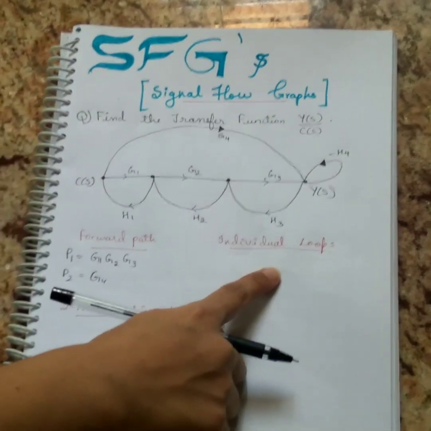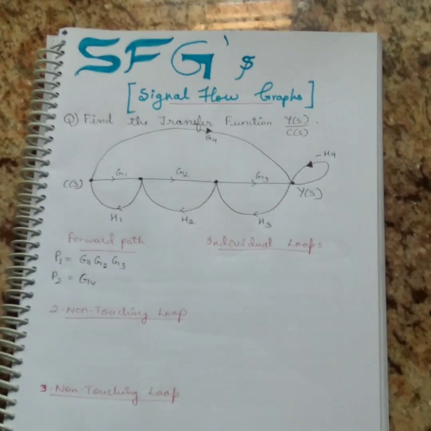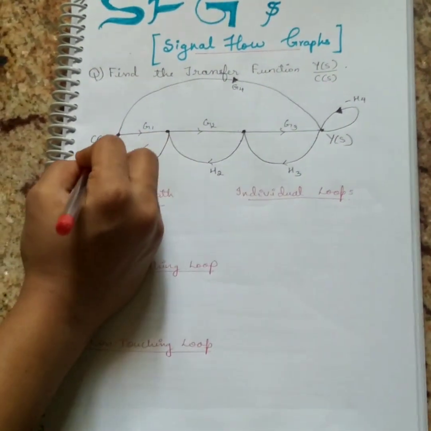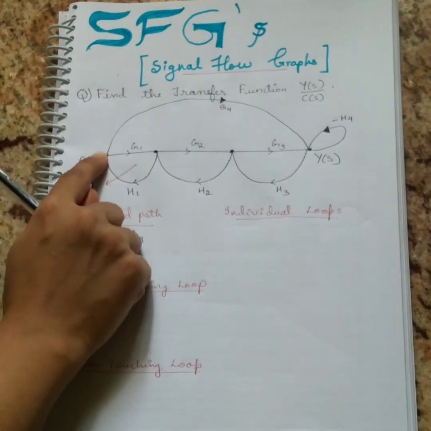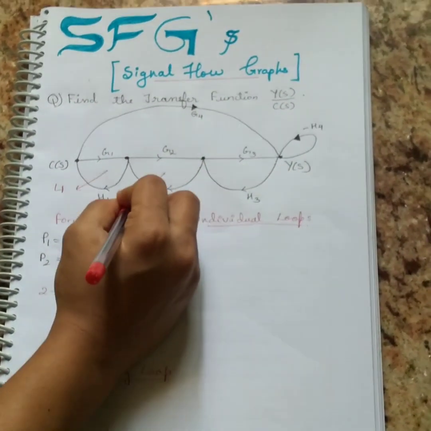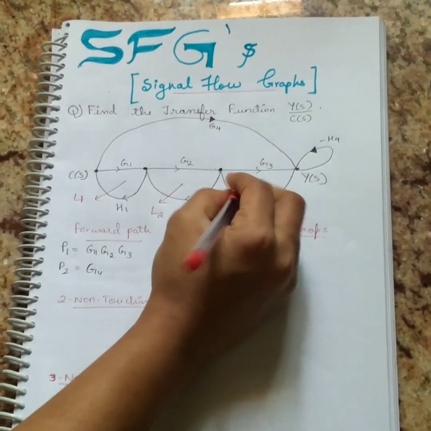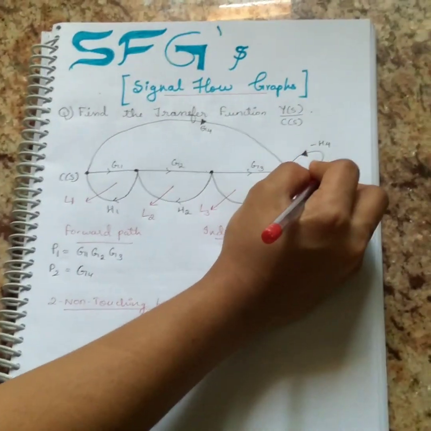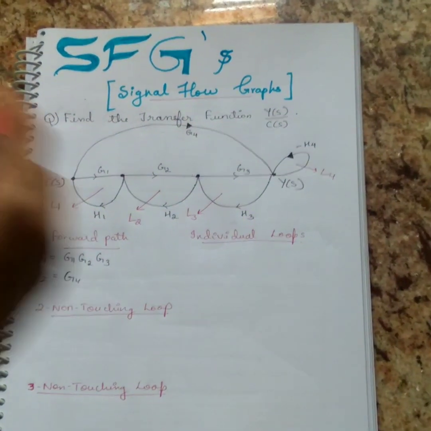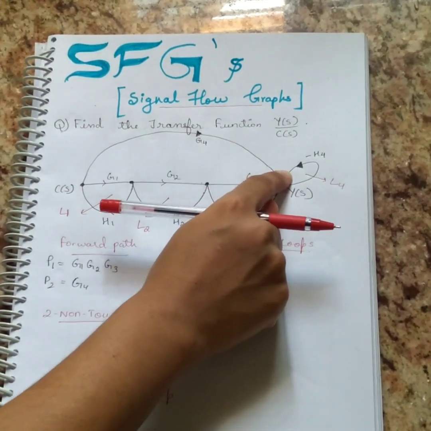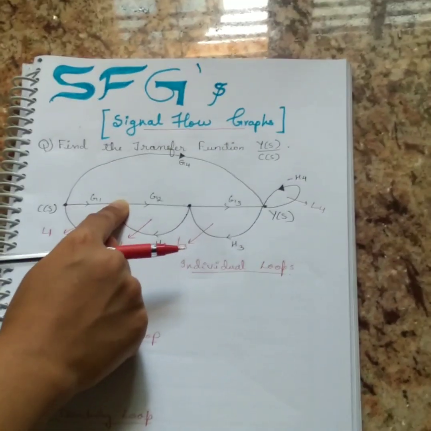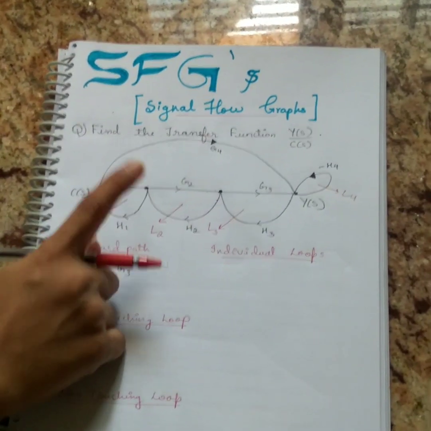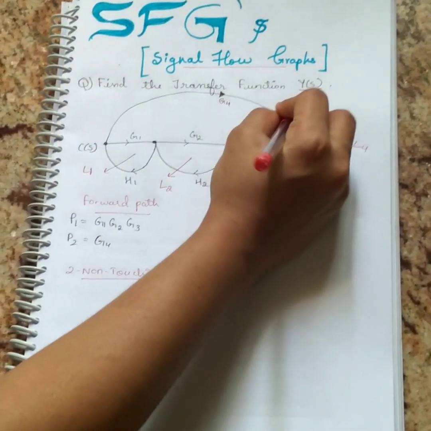And next, the individual loops. Here there are quite a few loops. The first loop is this one, L1. This forms a loop. So this is L1, and this is the second loop, L2, and this is the third loop, L3, and also this is the self loop, so this is L4. And from G4 to G3, H3 and H1, this will again form another loop, that is the L5 loop. I'll just write here.